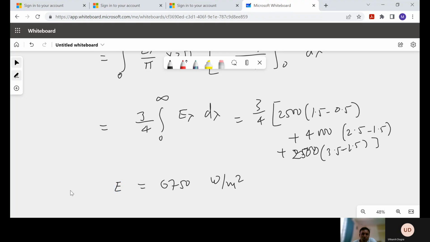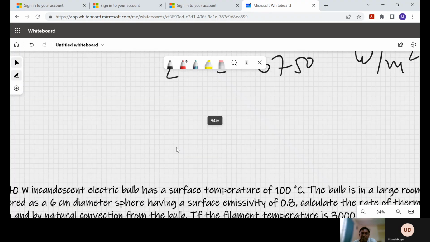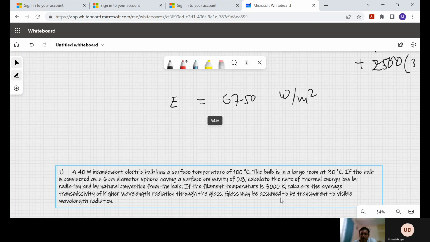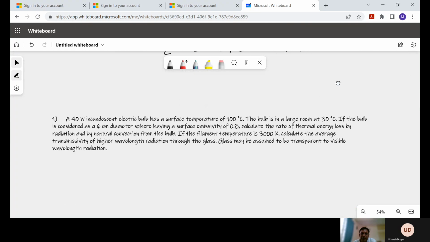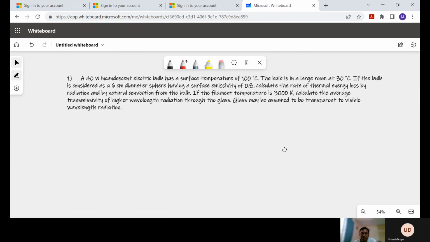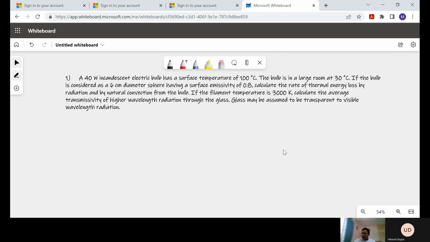Okay, so let me just go back to the new problem. This is a very interesting problem. What has been given here is, maybe I will explain the situation first. So there is a bulb. Let me draw a bulb first so that you will appreciate what I'm trying to say. There is a bulb. This is a bulb.